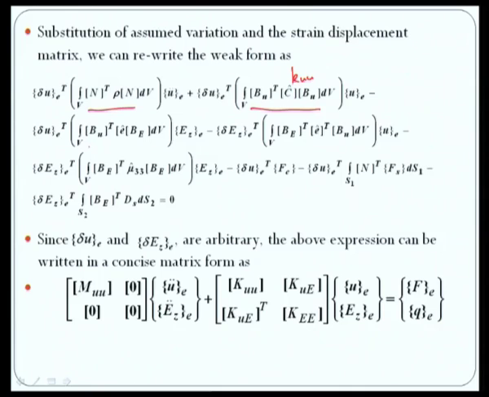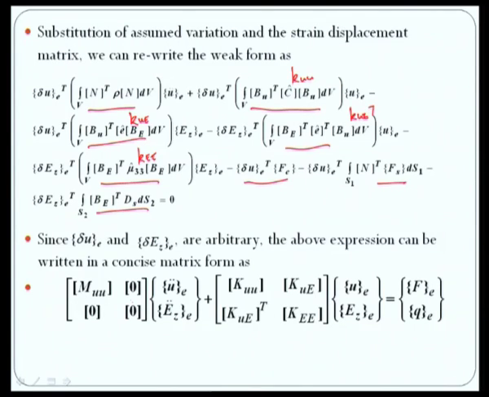This is due to coupling between mechanical and electrical, which we call KUE. This is due to again KUE transpose, and this is due to purely electrical field, which we call KEE, and these are the force vectors due to concentrated load, surface load, and also the body force due to electrical field. So, we put all these things into matrix form, we get here in this form.